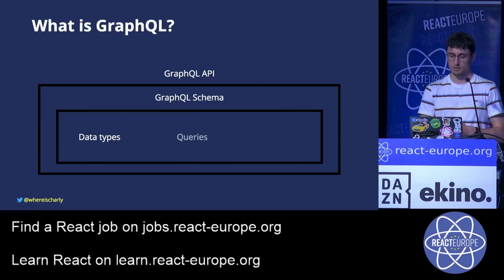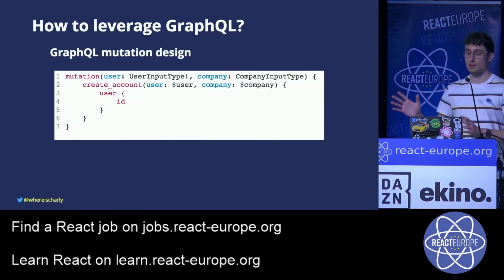Then come the queries that explain how to read the data on this API. And finally, you have the mutations that explain everything about mutating the data. Mutate meaning creating, updating, deleting. This is a GraphQL mutation.